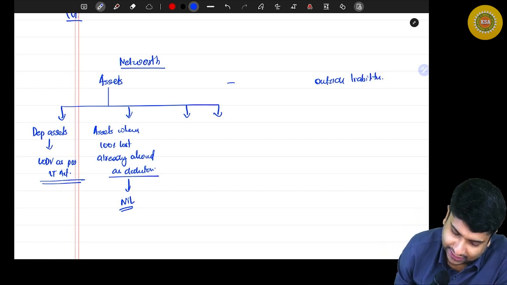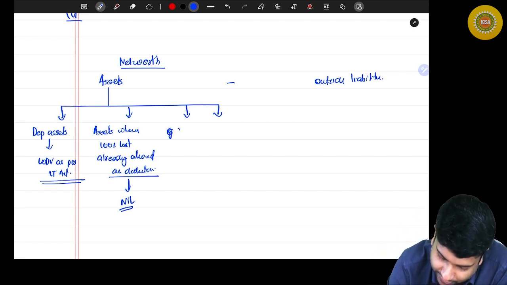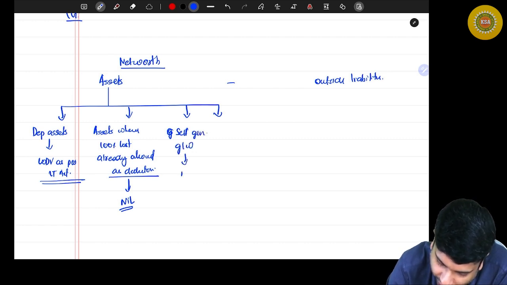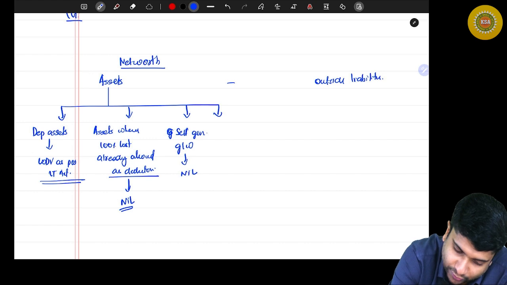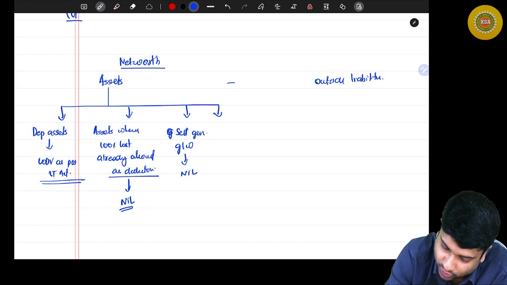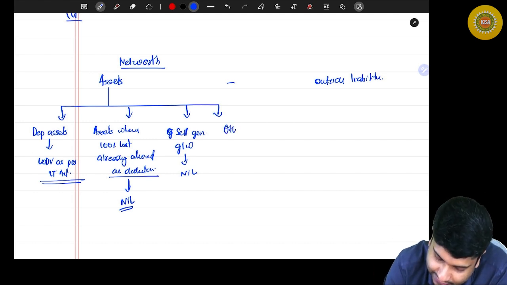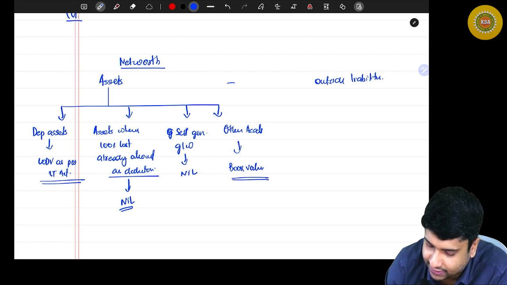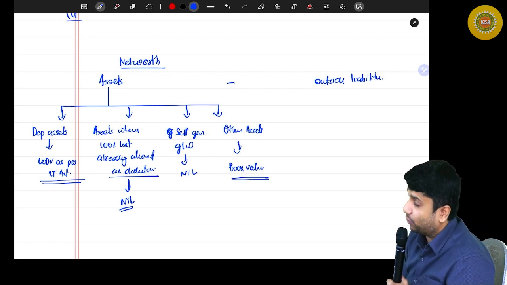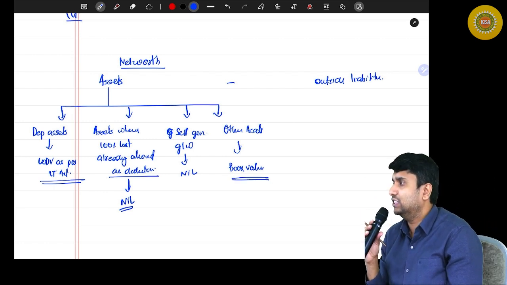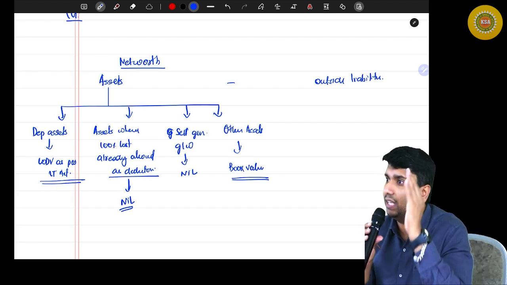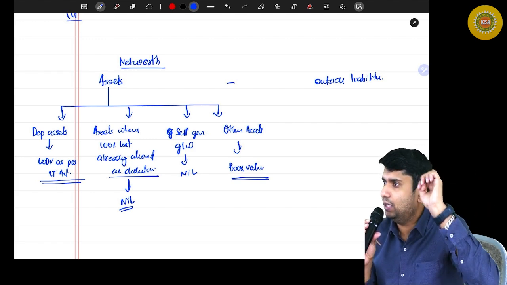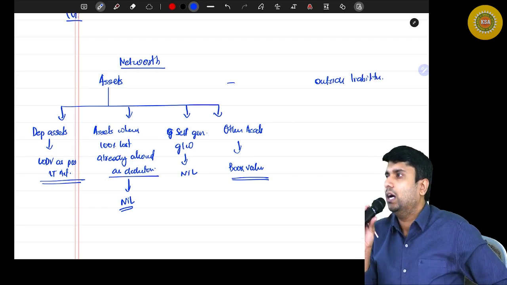Now, how about the third type of assets? It is goodwill, self-generated goodwill. Self-generated goodwill, always take what value? Nil value. For self-generated goodwill, you are not supposed to take any value. That's what the department says. And finally, other assets. You always take the book value. Whatever the value provided in the book, you can take as the value for the purpose of other assets like debtors, stock in trade, bank balances. You take the book value, land, etc. You take the book value. Are you with me?